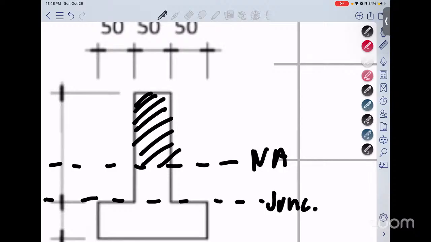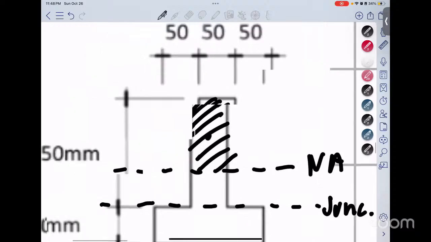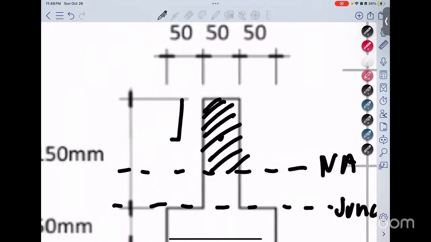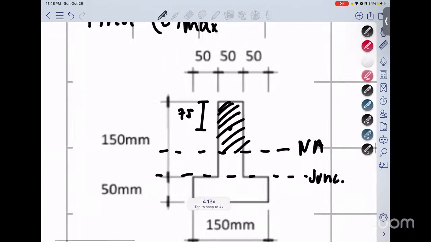The centroid of this is around here. Let's keep referring from the top for consistency. Wait, no. 125 is its height, divided by 2. It's actually 62.5.